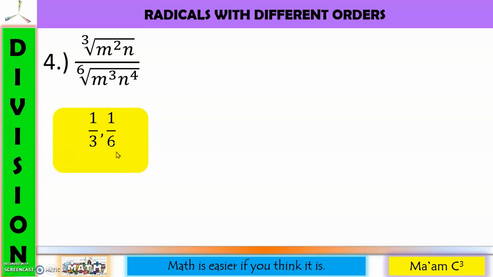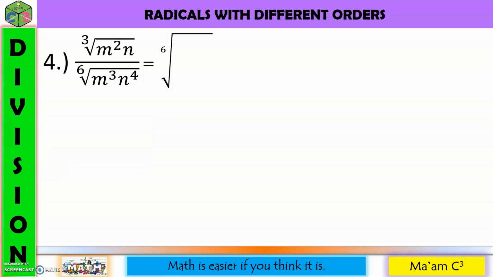The LCD of 3 and 6 is 6. So I will make one big radical whose index is 6. I hope you still remember our lesson in changing the order of radical. Since I changed my index from 3 to 6, 6 divided by 3 is 2, I will raise everything here in the radicand to the 2nd power.